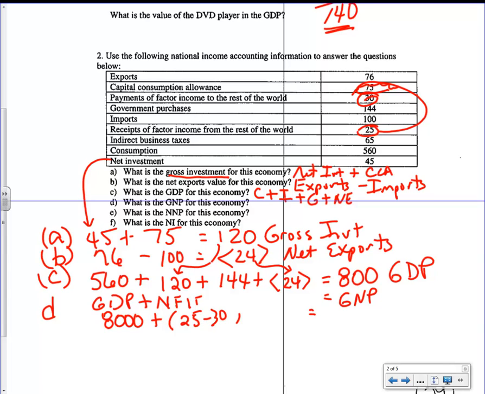So therefore we're going to end up with $795 for gross national product.